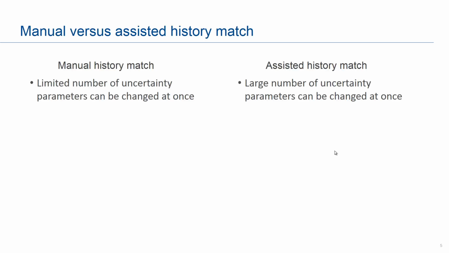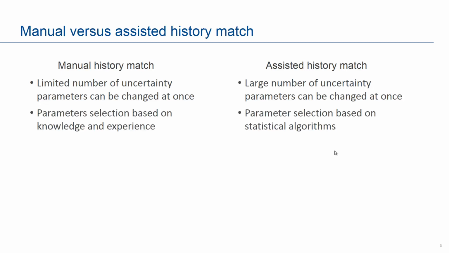In the manual history match approach, you can only change one or maybe two parameters at a time, but the assisted history matching approach allows you to change a large number of parameters to measure their impact on the production. And in the manual history match approach, the parameter selection is purely based on the knowledge and experience of the reservoir engineer.